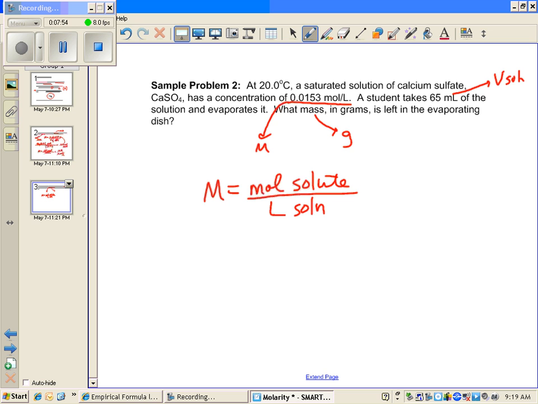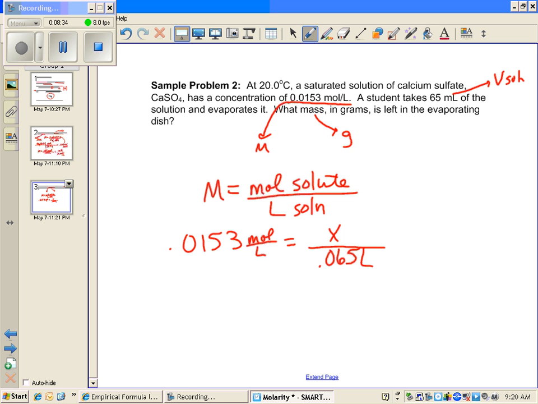All right? I have molarity, so I can put in for that 0.0153 capital M, or moles per liter, equals, do I have my moles of solute? No, I don't have that. So I'm going to put an X for that. My liters of solution, do I have that? That's 0.065, because I have to move it back 3 places. It was 65 milliliters, so I'm going to move that decimal back 3 places, and it becomes 0.065 liters.